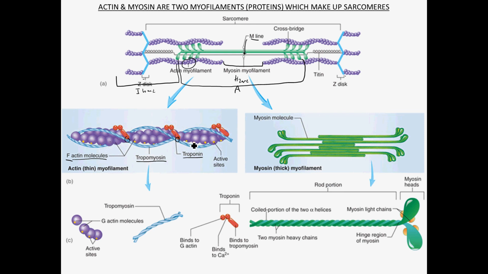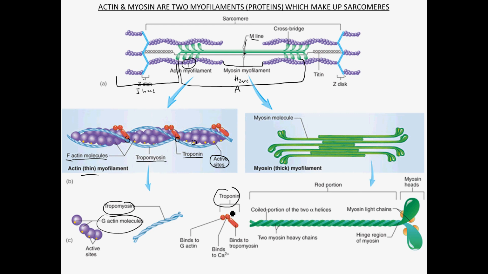And that troponin is covering these active sites on the actin molecules there. So the yellow here are the active sites, and this is going to be important when we talk about the functionality here in the physiology of this, right? So again, the actin, these are the thin filaments, 3 proteins, right? You have actin molecules, you have tropomyosin, and you have troponin.